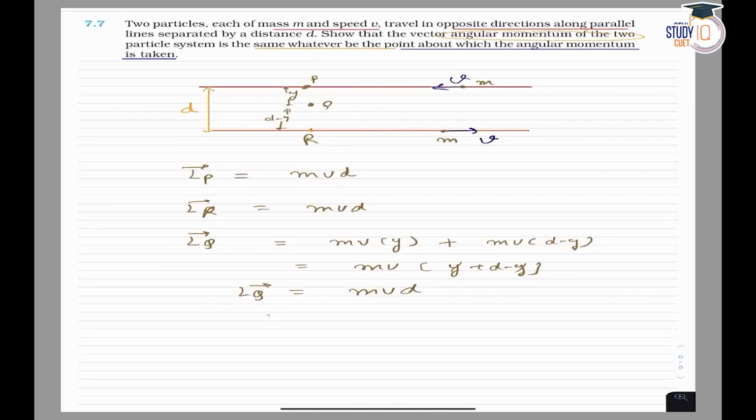So we can say that angular momentum about P is equal to angular momentum about Q is equal to angular momentum about R. So in this case, the angular momentum is independent of the point of reference. Through all the points, the angular momentum in this situation comes out to be the same.